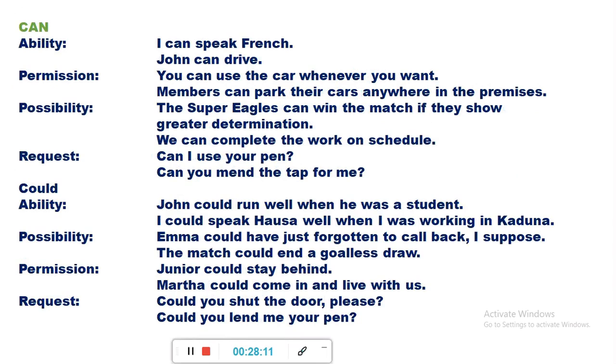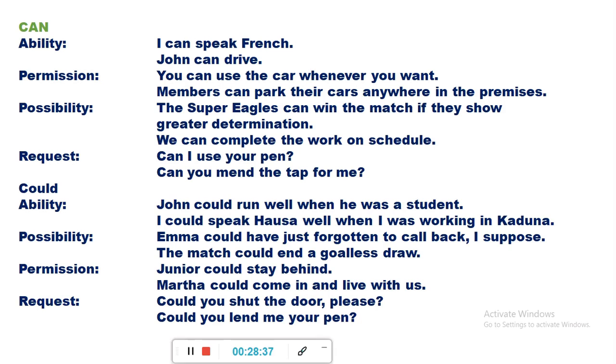I suppose, you know, that is a possibility. You expected Emma to call back, he didn't, and you are saying it's possible, you know, that he forgot. Emma could have just forgotten to call back, I suppose. In this case, we are saying that you don't believe he deliberately refused to call back. The match could end a goalless draw.